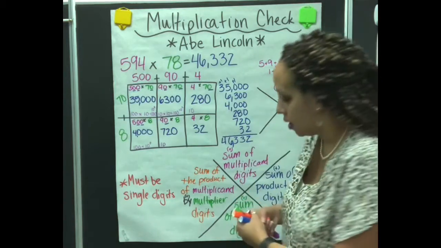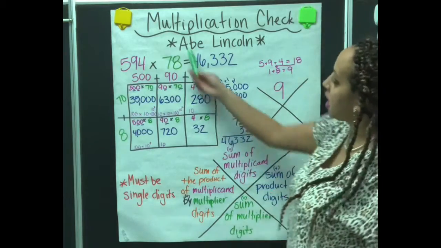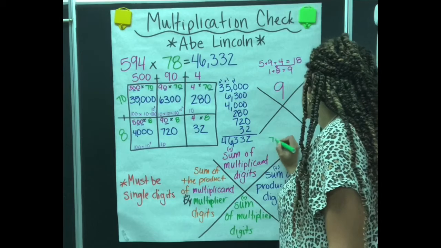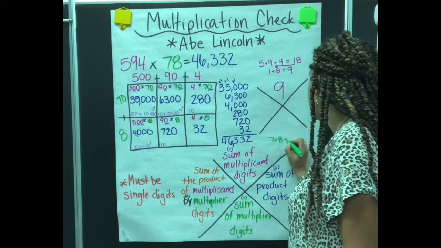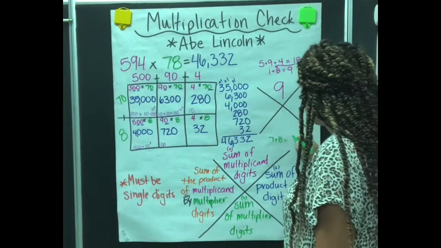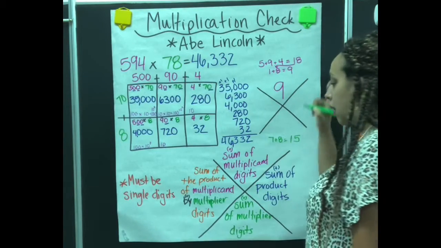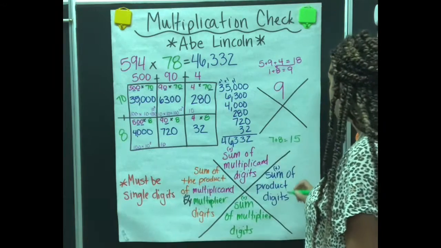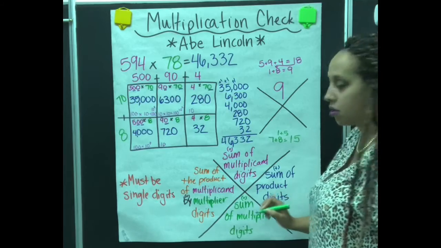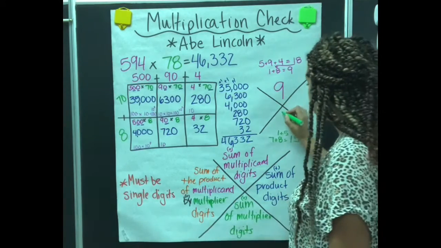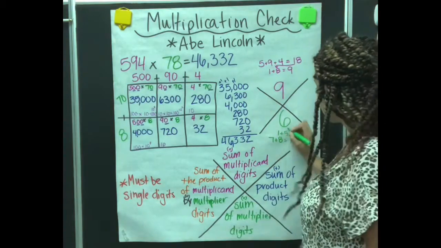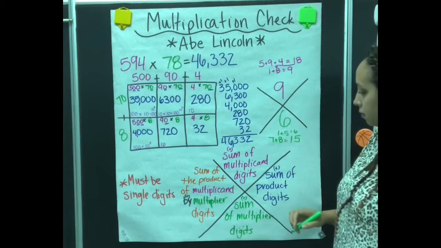All right? Then we're going to take the sum of the multiplier digits. So we have 7 plus 8, which equals 15. But I remember my rule, it has to be a single digit, so I'm going to take 1 plus 5, which equals what? 6. So that's a single digit, so that works. Okay?